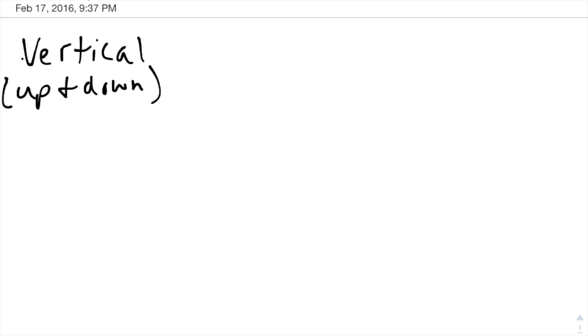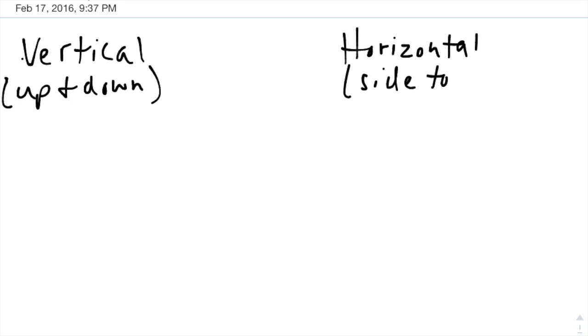So I'm going to write these out and I'll try to have good handwriting. So there's a vertical component. And vertical, remember that means up and down. And then there's also a horizontal part of the motion. And remember that horizontal means side to side. Sorry, bad handwriting. Side to side is what that says.